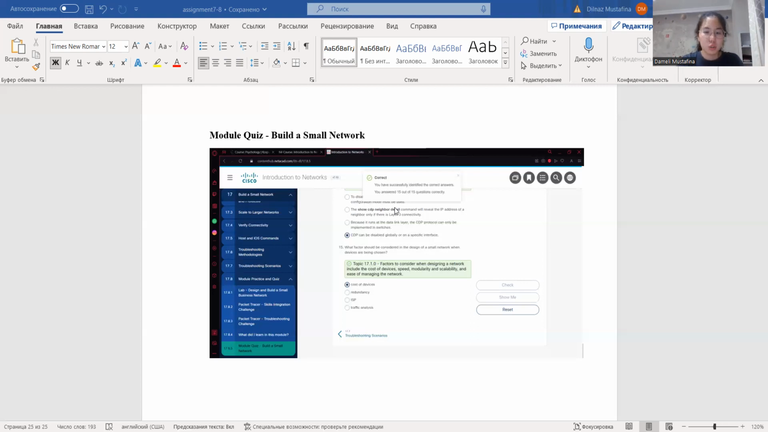Let's talk about troubleshooting scenarios. Duplex mismatches occur when one device operates in full duplex and the other in half duplex. Incorrect IP assignment leads to conflicts and routing problems. Issues with the default gateway prevent communication with remote networks. DNS failure results in the inability to translate domain names into IP addresses.